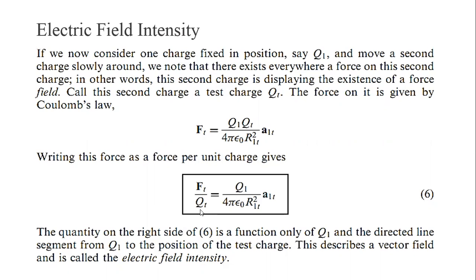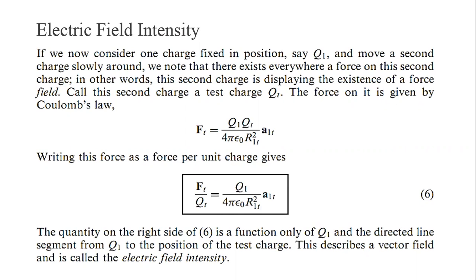So if we look at this equation, the left hand side, Ft divided by Qt, the force per unit positive test charge, is actually the definition of electric field intensity. Whereas the right hand side represents the expression of the electric field intensity due to a source charge Q1. If we have a source charge Q1, its expression will be given by this equation, Q1 divided by 4 pi epsilon naught R1 whole square into A1t.